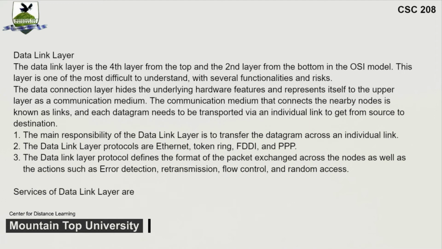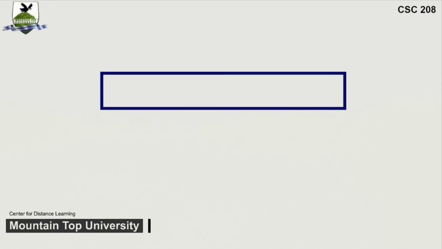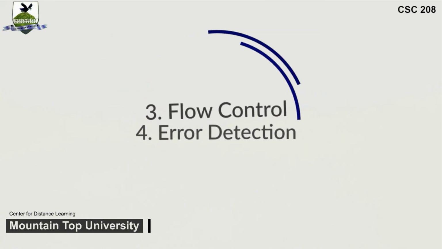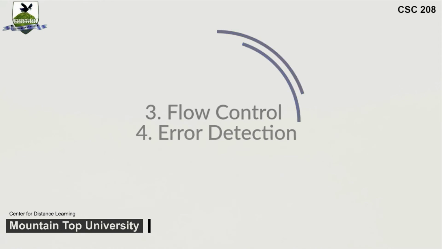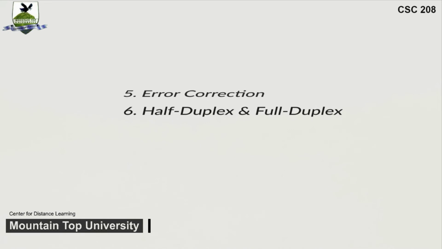3. The data link layer protocol defines the format of the packet exchanged across the nodes as well as actions such as error detection, retransmission, flow control, and random access. Services of the data link layer are: 1. Framing and link access. 2. Reliable delivery. 3. Flow control. 4. Error detection. 5. Error correction. 6. Half duplex and full duplex.